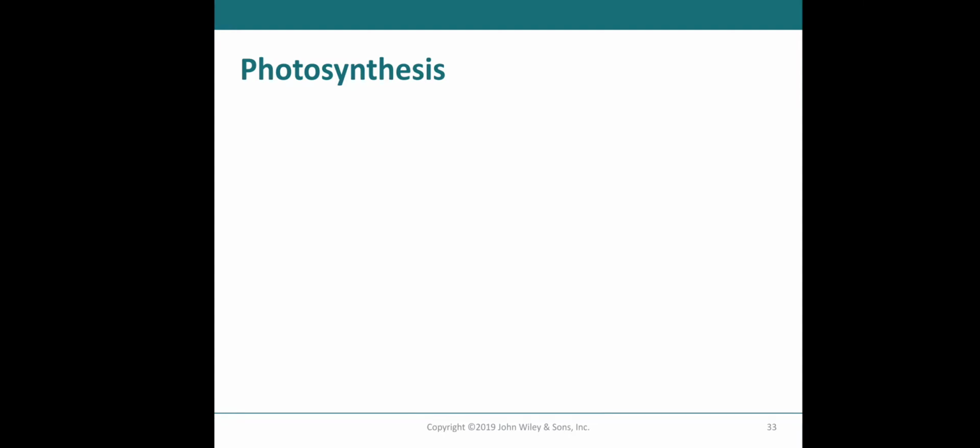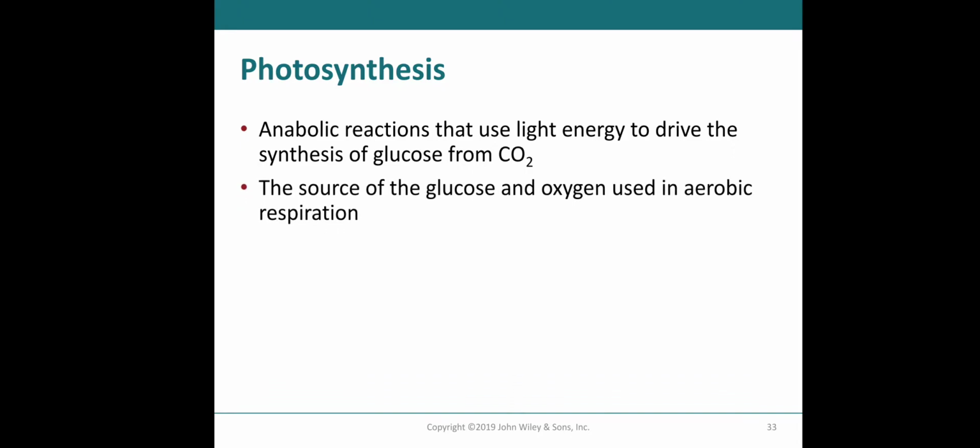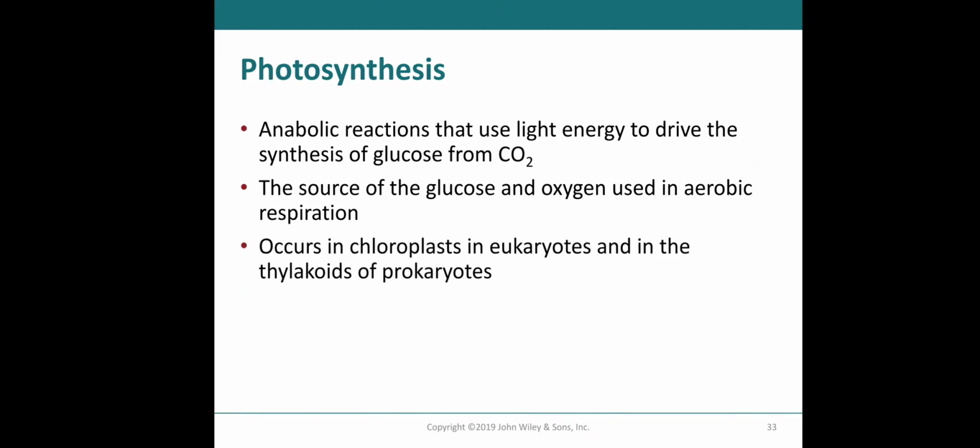Let us now discuss photosynthesis. Photosynthesis is defined as the anabolic reaction that uses light energy to drive the synthesis of glucose from carbon dioxide. So this is the source of glucose and oxygen used in aerobic respiration. This occurs in the chloroplast in the eukaryotes, and in the thylakoids of the prokaryotes.